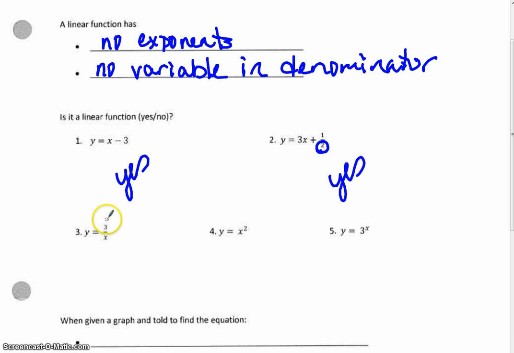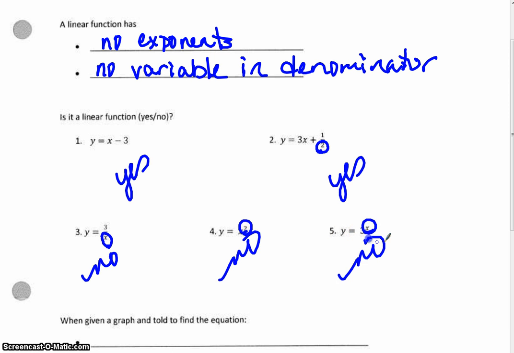Number 3, y is equal to 3 over x. We have a fraction. If you look in the bottom, it is a letter. It is a variable. So this one is no. It is not linear. Number 4, y equal x squared. We have an exponent. So no, it is not linear. And y is equal 3 to the x. I have an exponent. So no, it is not linear. So if it has an exponent or it has a letter in the bottom of a fraction, it is not going to be linear.